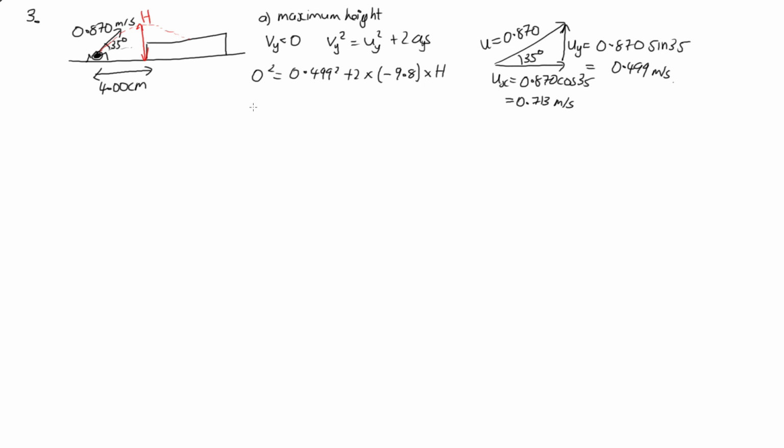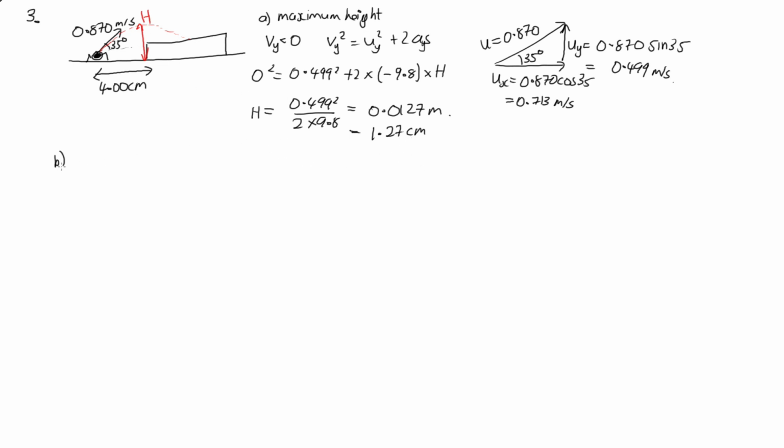So we can rearrange this for h. So h is equal to 0.499 squared over 2 times 9.8. And solving that on the calculator, we end up with 0.0127, which is in meters. So if we times it by 100, we'll get it into centimeters. So 1.27 centimeters is the maximum height that the spider reaches.